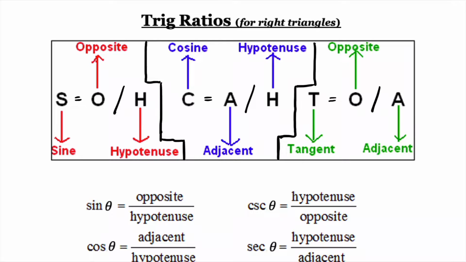Sine, cosine, tangent, there's 6 trig ratios. They're all ratios. Ratios is another word for a fraction. They all go with right triangles, only right triangles.